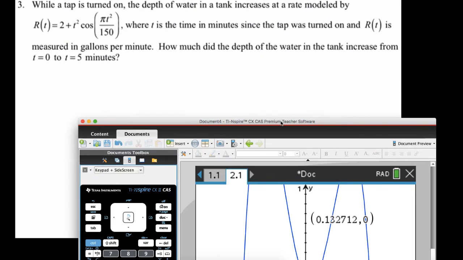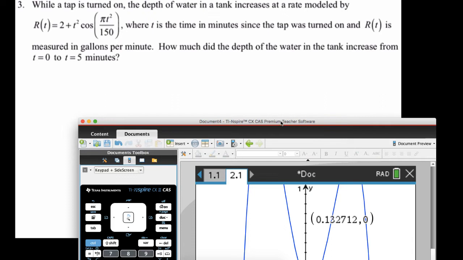Number 3, a tap. While a tap is turned on, the depth of water in a tank increases at a rate modeled by R of t equals 2 plus t squared cosine of pi t squared over 150. That's a crazy function. Where t is the time in minutes since the tap was turned on, and R of t is measured in gallons per minute. So R of t is a rate, right? So it's like the derivative of something. How much did the depth of the water in the tank increase from t equals 0 to t equals 5?